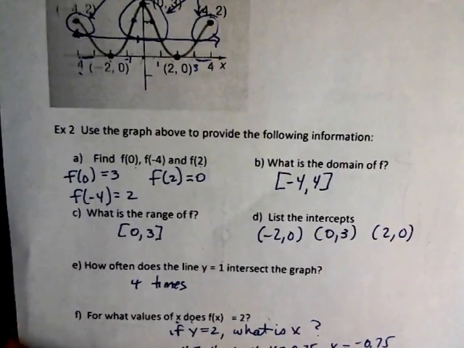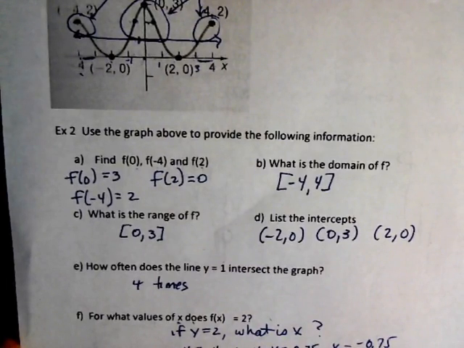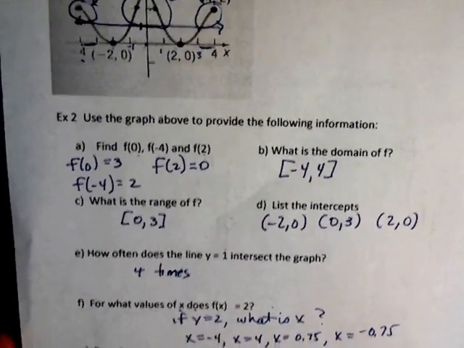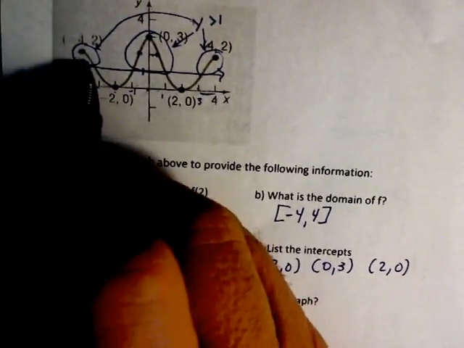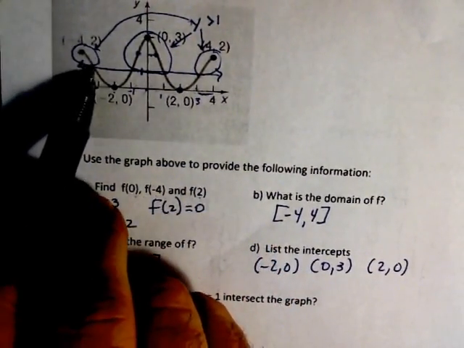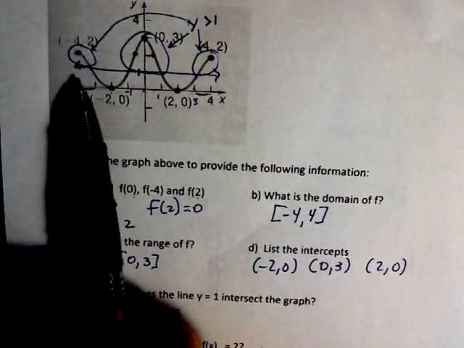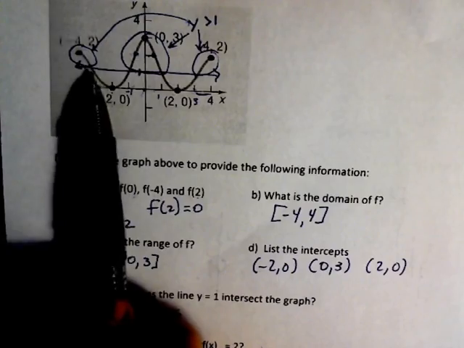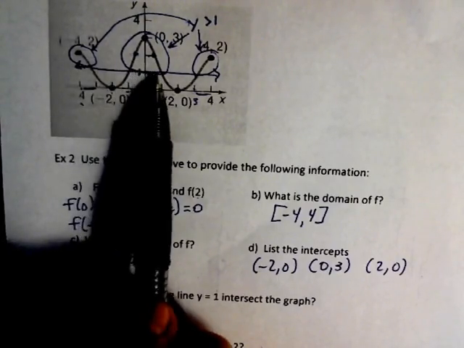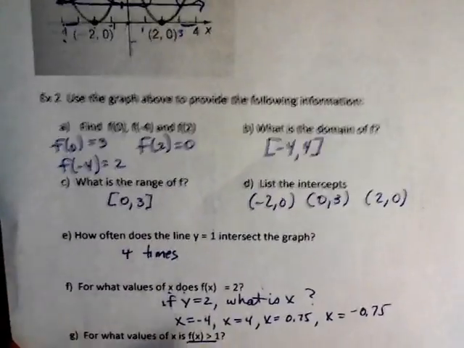So, where is y greater than 1? Well, from x is -4 to x is -3. And again, let's refer up here to right in this area, right where I've got it circled. Right there. -4 to -3. It's also from -1 to +1.